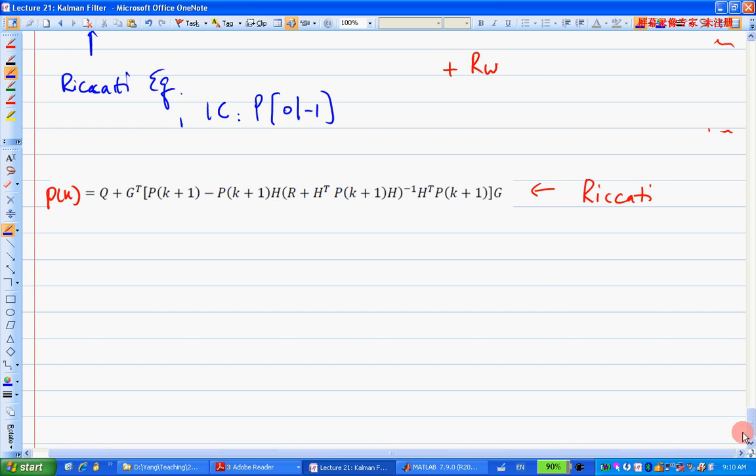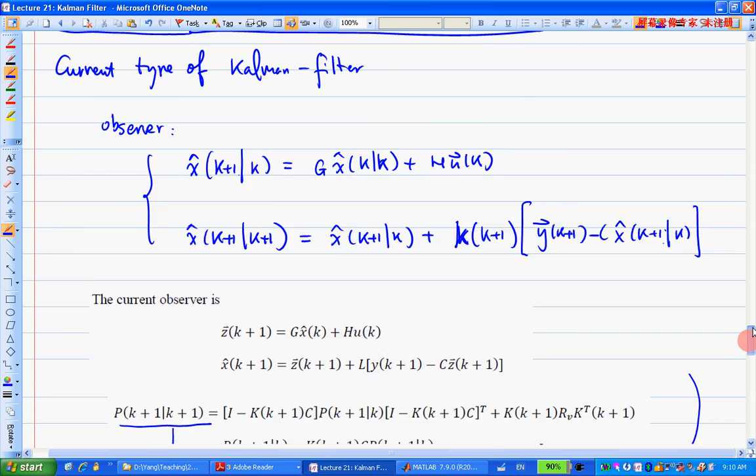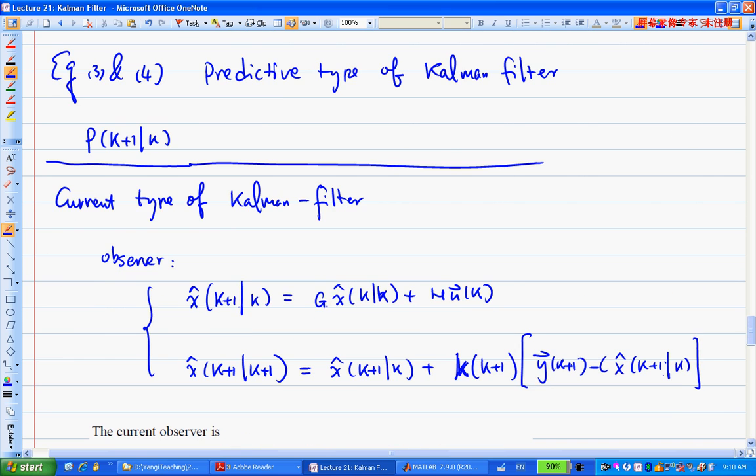In MATLAB, there's a command called DLQE. When you apply the MATLAB command, what you're going to get is, let's just see. So what you're going to use is this way here: K, P, Z, E equal to DLQE. So what do we plug in here? We plug in the G matrix. G matrix is the system matrix.